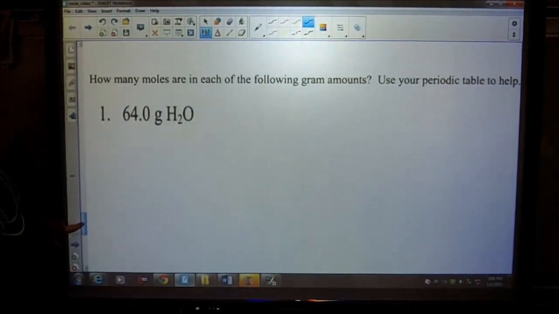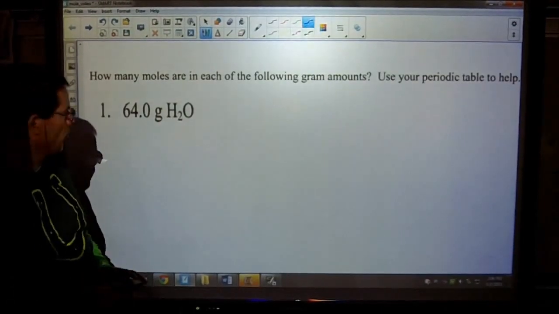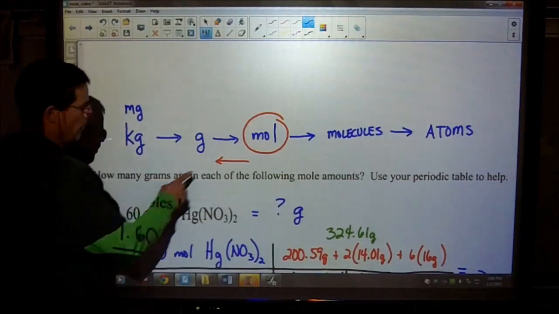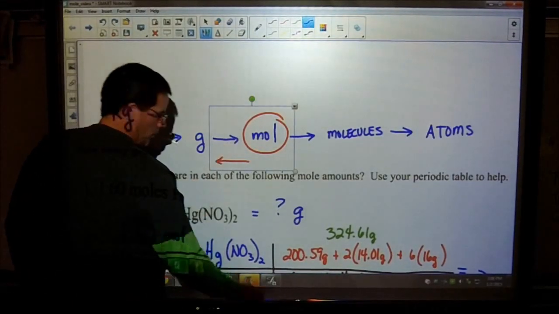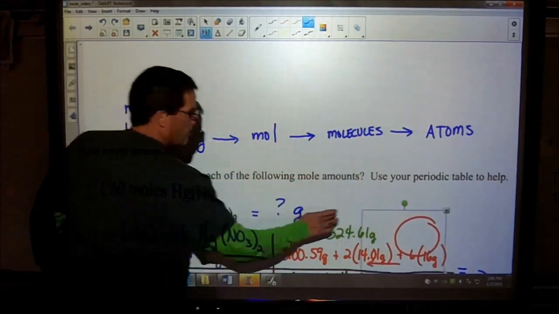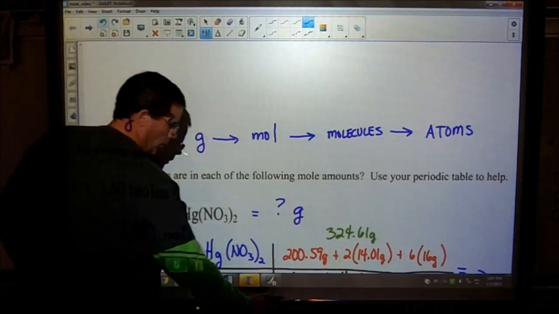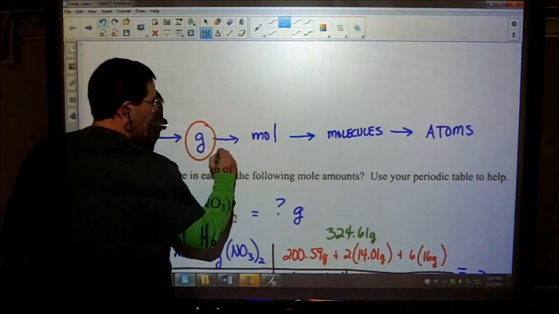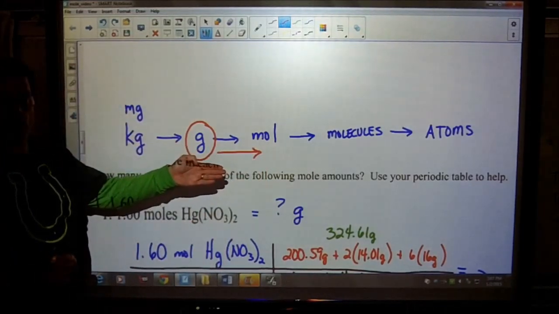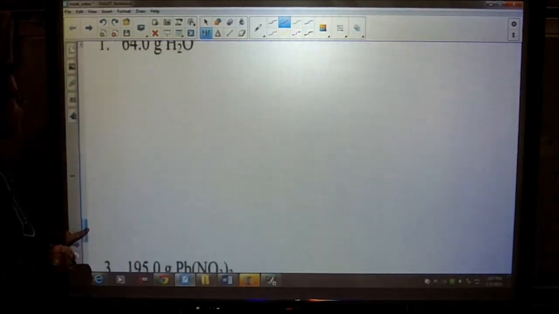All right. Looking at the next one, how many moles are in each of the following gram amounts? So in this case, we're actually starting with a gram amount, and we're looking for mole. So in this case, it's moving only that direction. But again, it's only a 1-stepper. So make sure you can do it.